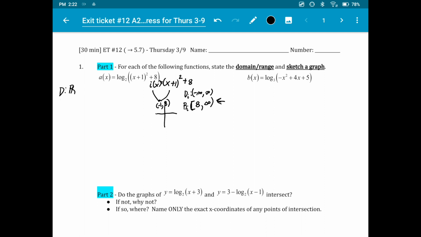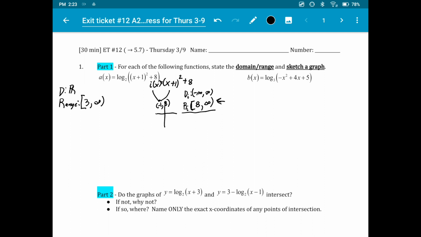Our range is going to happen from the value when our inside function is 8 to the value when our inside function is infinity. So that's going to be from 3 to infinity. And we include 3 because 3 is included in the range of the inside function. So our domain is all real numbers. Our range is from 3 to infinity.